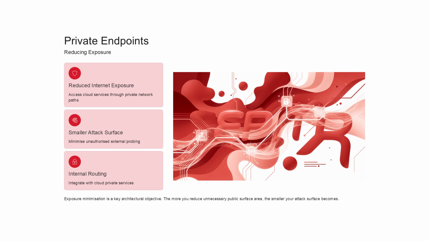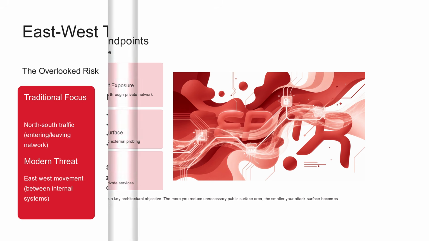As an architect, you must evaluate which services require public access, which services should remain private, how internal routing integrates with cloud private services, how DNS resolution supports private endpoints. Private connectivity does not eliminate all risk, but it reduces unnecessary exposure. Exposure minimization is a key architectural objective. The more you reduce unnecessary public surface area, the smaller your attack surface becomes.